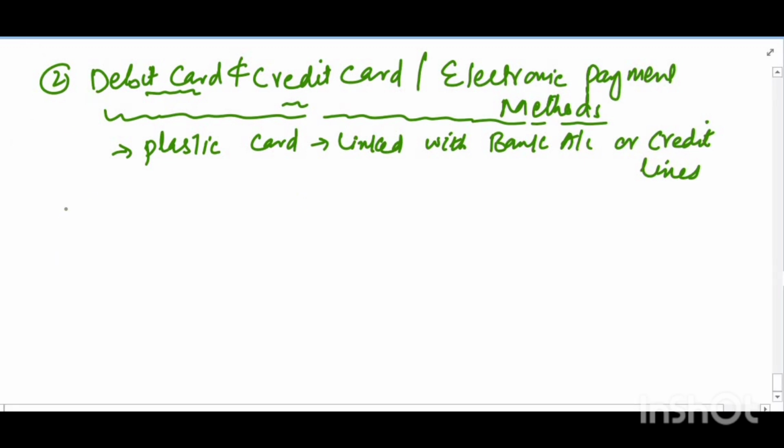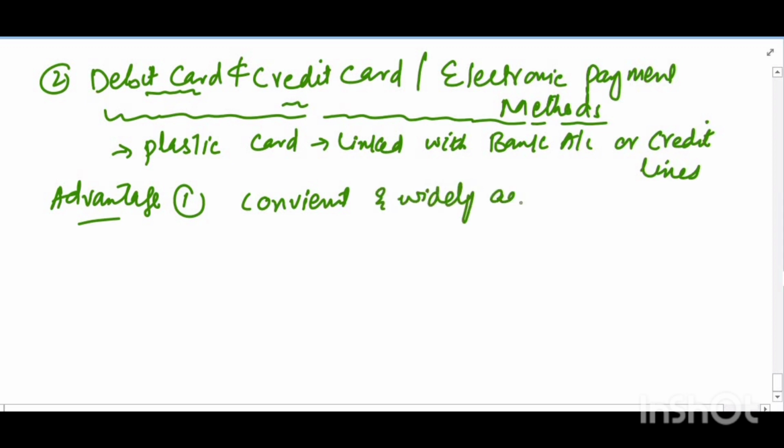Now, what are the advantages of using the electronic payment method? The first one, it is more convenient and widely accepted. Usually, when you people are paying for the ACCA annual subscription or for paper payment, you are just using that method, the debit card, or you can say the electronic payment method.